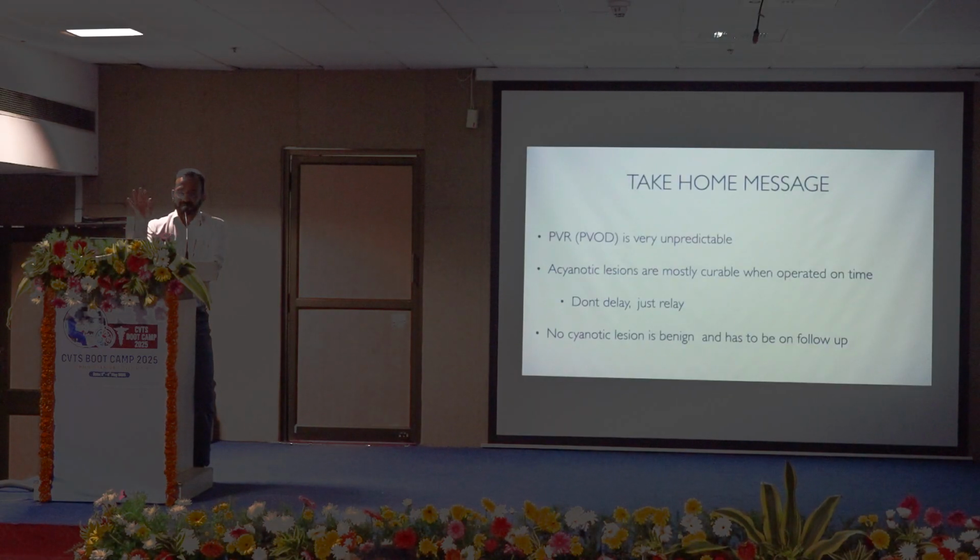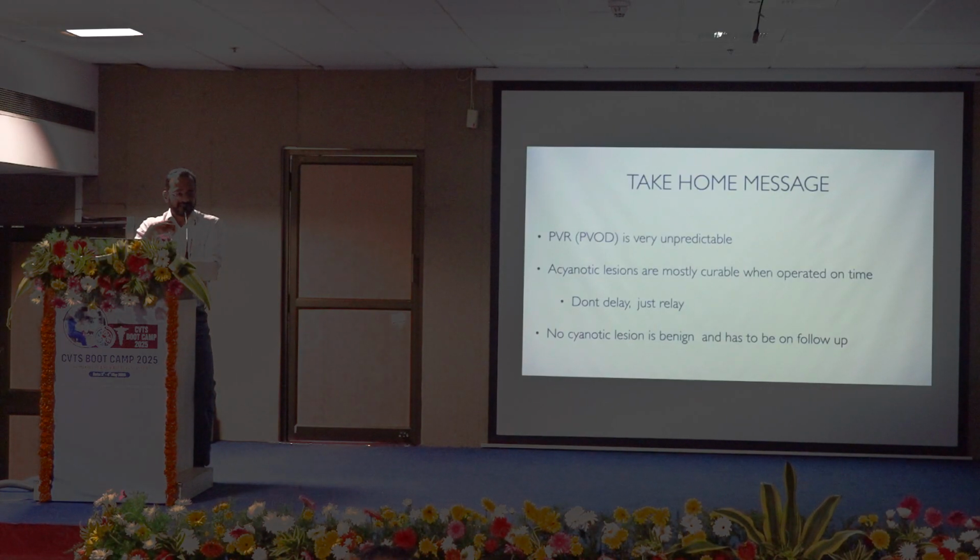So my take-home message is, in acyanotic heart diseases, pulmonary vascular disease is the villain, and it's very unpredictable. You might have seen some child who did not develop pulmonary vascular disease till 10 years. There will be another kid who will develop it at 1 year. And acyanotic lesions, most of them are curable as long as you treat them in a timely manner. So the key thing is, don't delay.